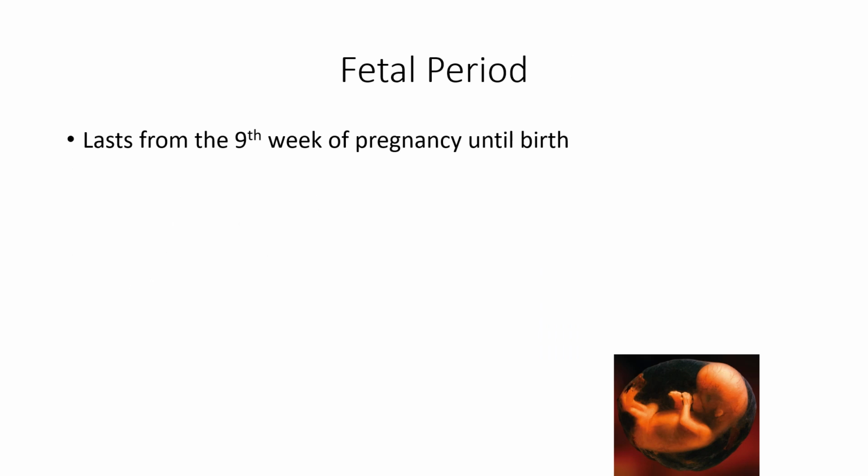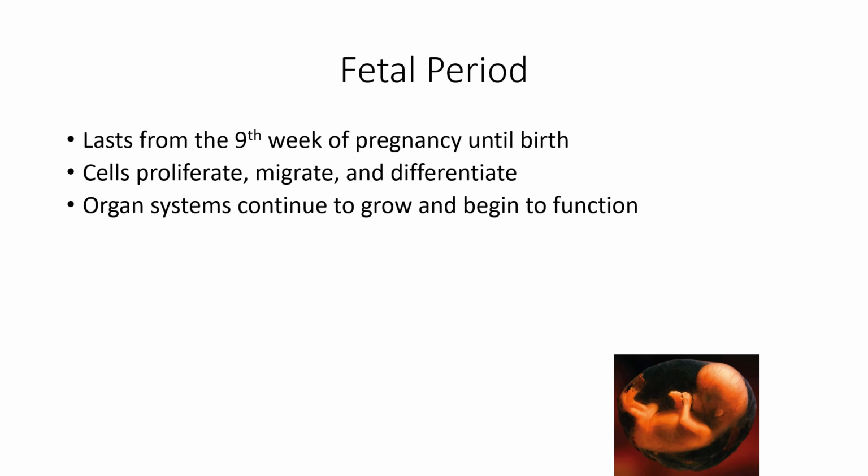The last stage until birth is the fetal period. It lasts from about the 9th week until birth. You'll see that the difference between the 8th and the 9th week is basically where a lot of the major organs have their major periods of development. That being said, cells are still proliferating, they're migrating, they're differentiating. You still have all these cells that are starting to develop into an actual developed human being, turning a jumble of cells into a human being. The organ systems continue to grow, they begin to function.